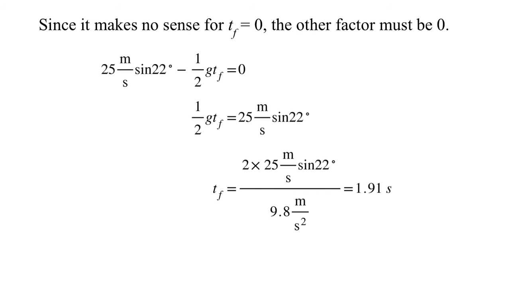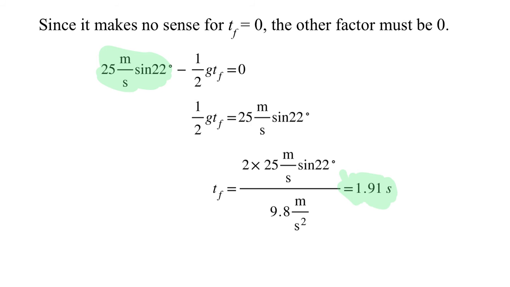So we just take our other factor, set it equal to 0, bring the half g TF to one side, bring the 25 meters per second sine 22 to the other side, and then just do some algebra, and we get that the time of flight is 1.91 seconds. So that's how long the ball is in the air. Note that that boiled down to: if I throw something straight up in the air with this initial velocity, how long is it in the air? It's the same problem because it's literally the same problem.